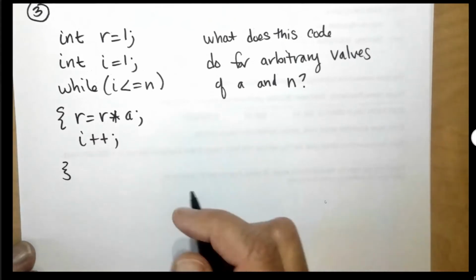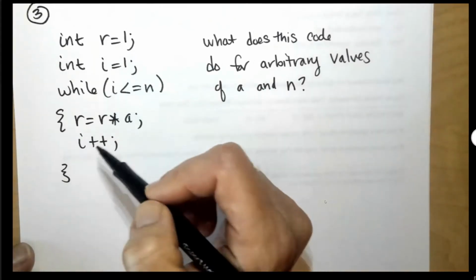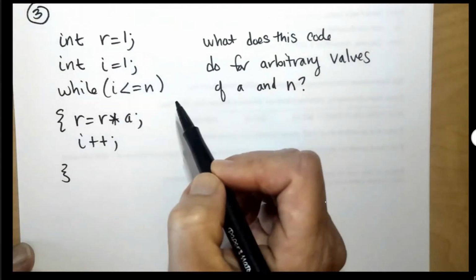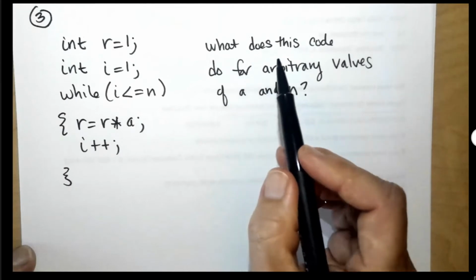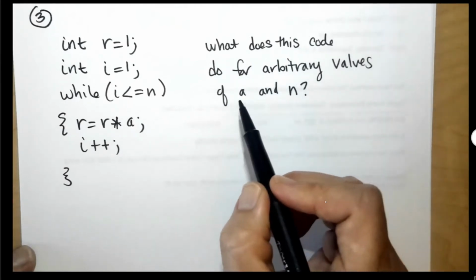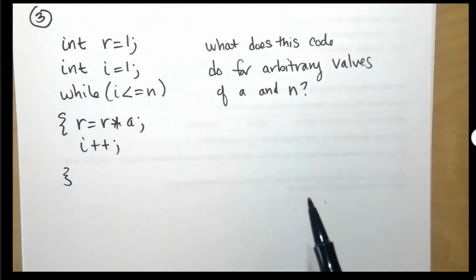This one has several variables. There's an R, an I, an N, and an A. And the question might be something like this: What does this code do for arbitrary values of A and N? And sometimes I tell students, when you're faced with that type of question, the best thing to do is just pick some values for A and N, do a tracing table, and see if you can figure out what the code is doing.